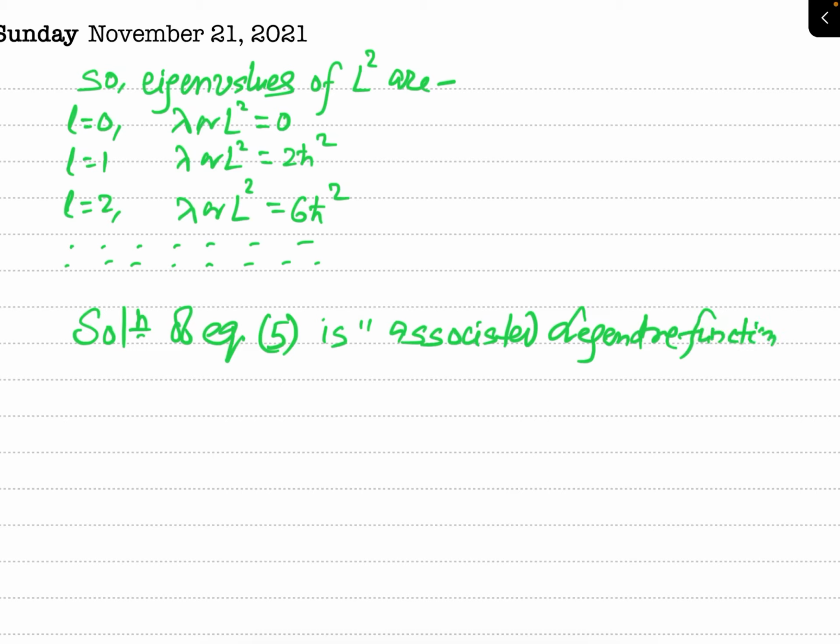I am not giving any detail regarding this associated Legendre function because you have seen these things in detail in the previous lecture. And this Legendre function is denoted by the symbol PLM of x, or you can say PLM of cos theta.